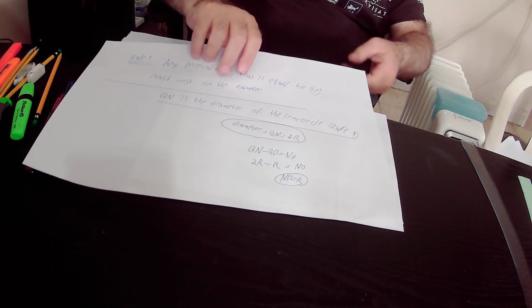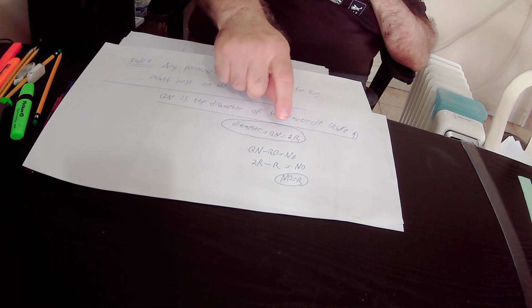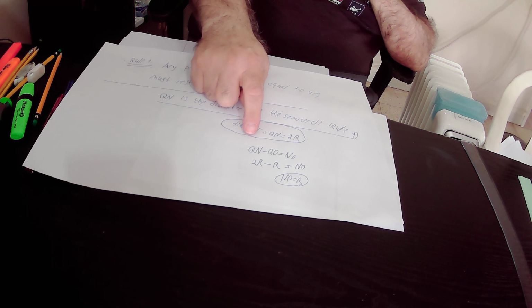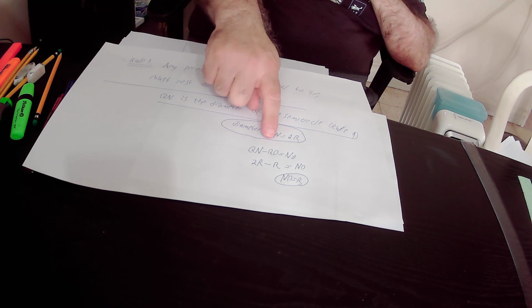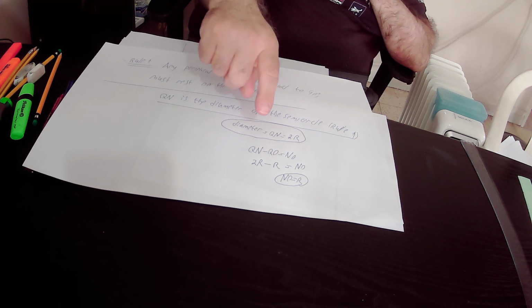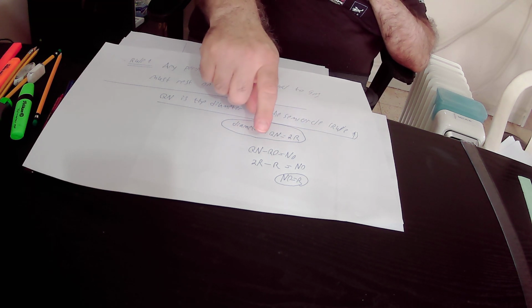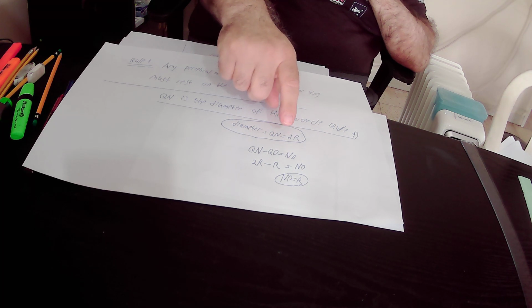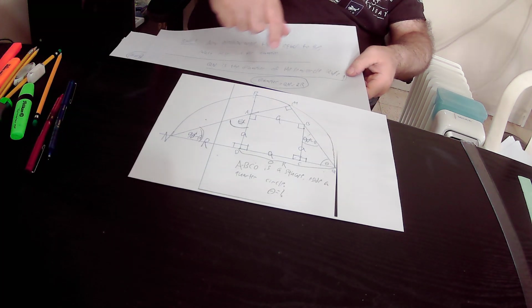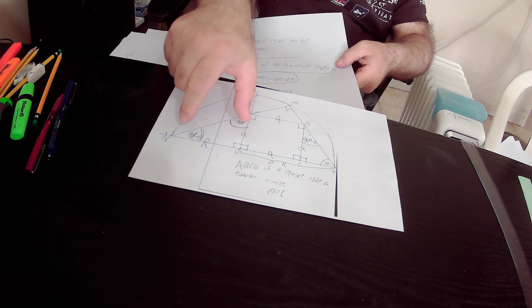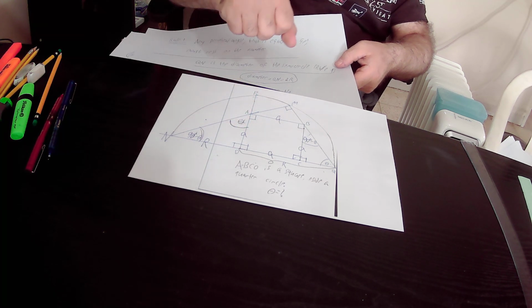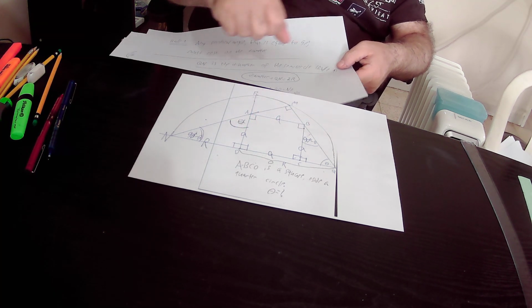So NO will be equal to NQ minus QO. NQ is equal to 2R, QO is equal to R. So in conclusion, we found out that NO is equal to 2R minus R. That is to say, ON is equal to R. So we found out that this line segment ON is equal to R, and also OQ is equal to R.